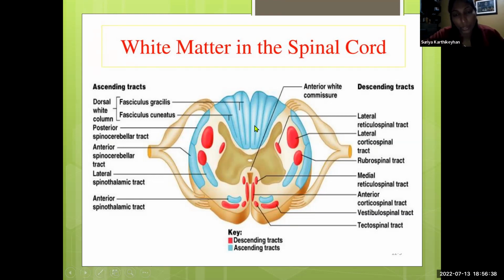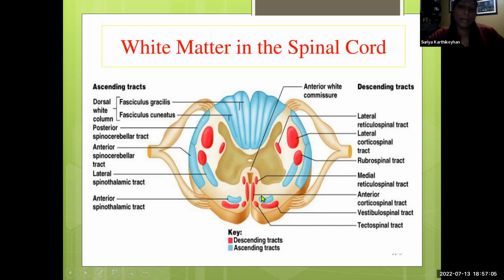Okay, so in the posterior white column, we have the fasciculus gracilis and fasciculus cuneatus. In the lateral white column, we have the anterior spinocerebellar, posterior spinocerebellar, and then again the lateral spinothalamic. These will be relaying the information up to the thalamus, so it is the spinothalamic tract, lateral spinothalamic. Whereas in the anterior white column, we have the anterior spinothalamic.